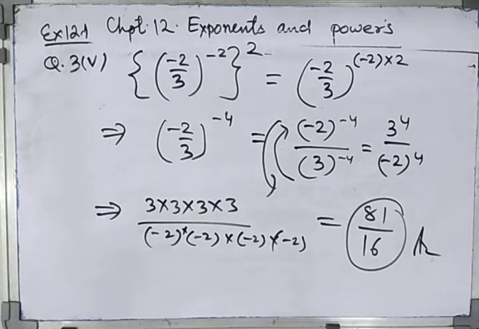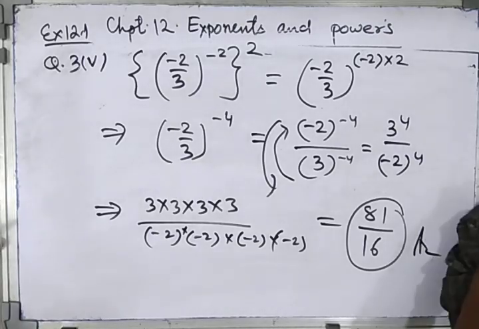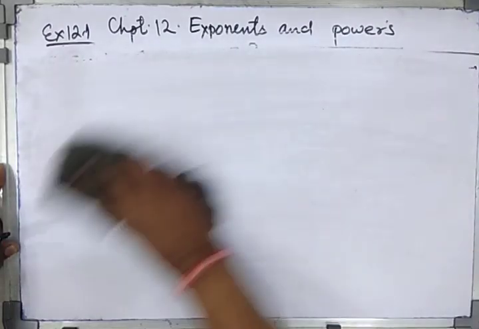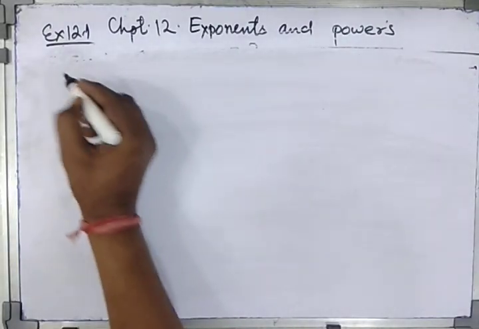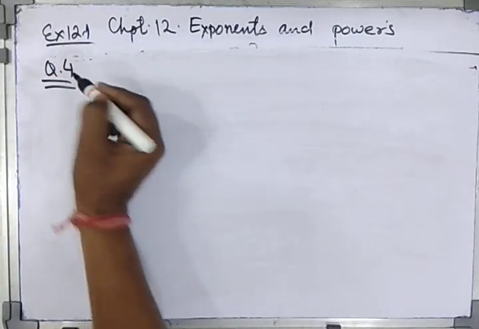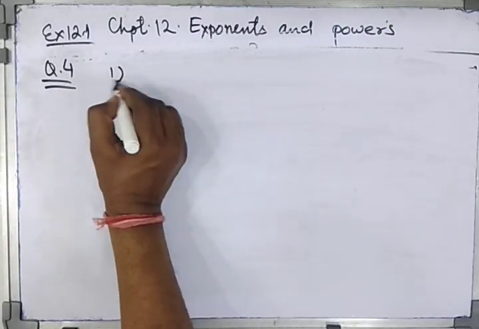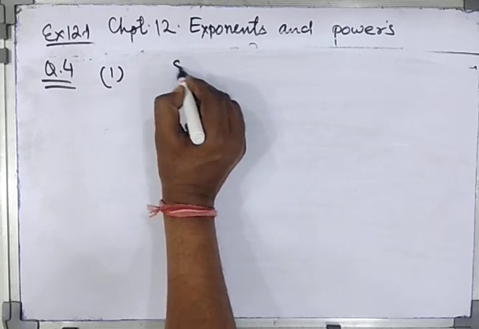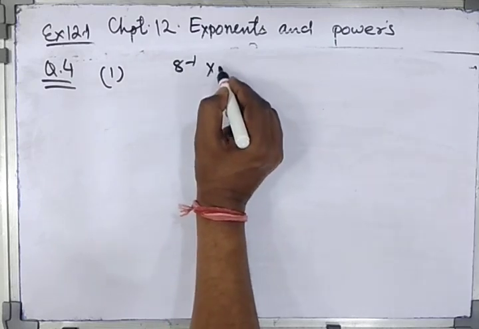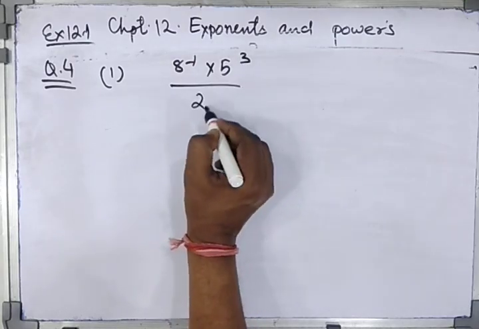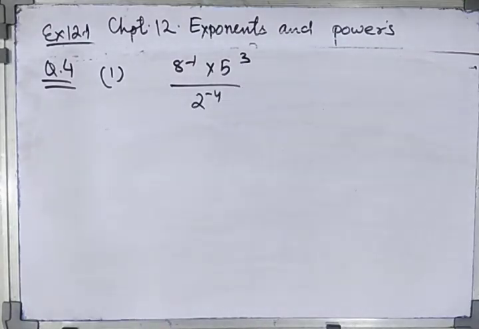So next, student, question number 4, first one. Evaluate 8 raised to minus 1 into 5 raised to 3 divided by 2 raised to minus 4.